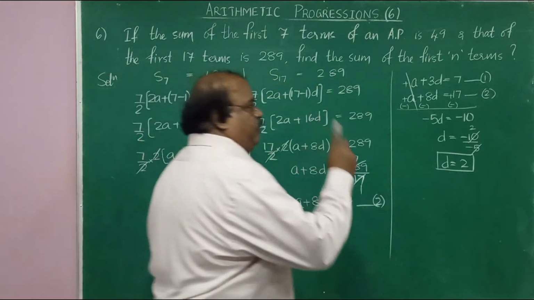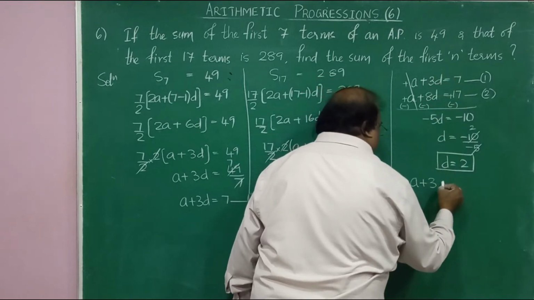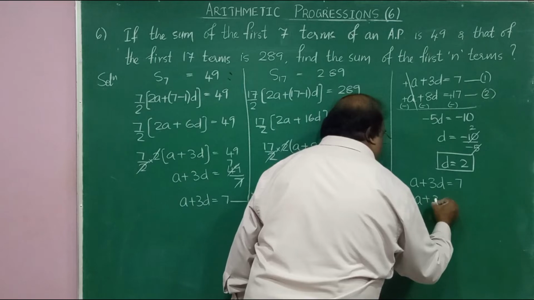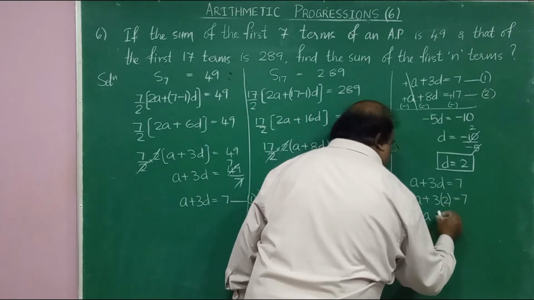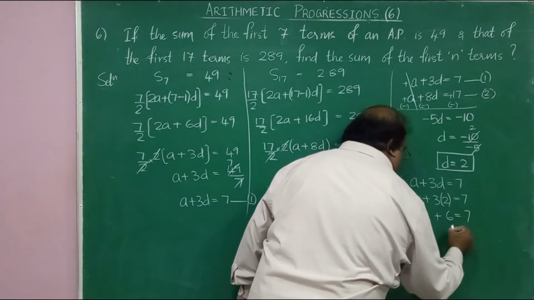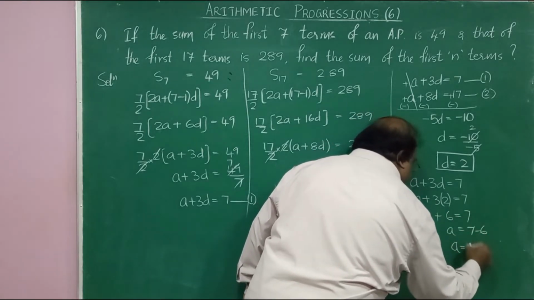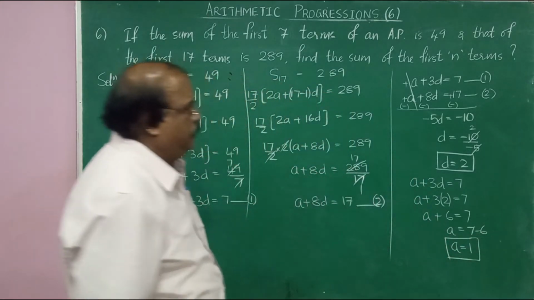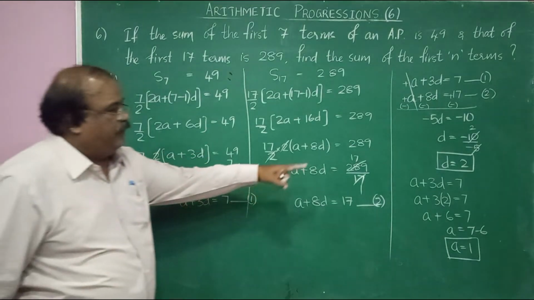Let me find out the value of A. By substituting in equation 1, I know that A plus 3D is 7. So A plus 3 into 2 is equal to 7. So you get A is equal to 7 minus 6. So you get the value of A as 1. Now I know the value of A, I also know the value of D.